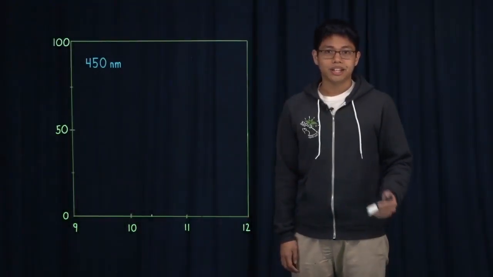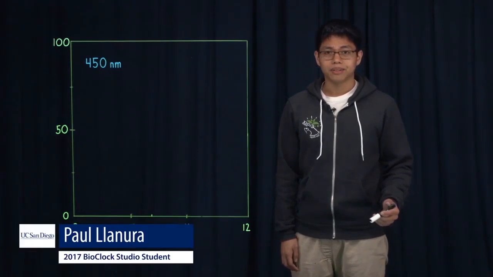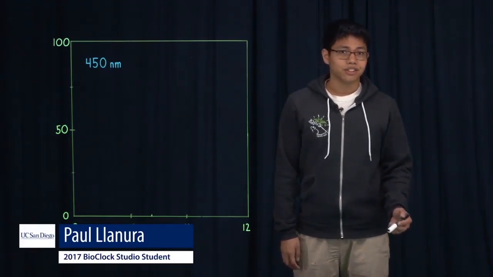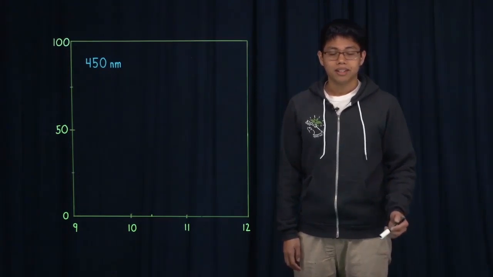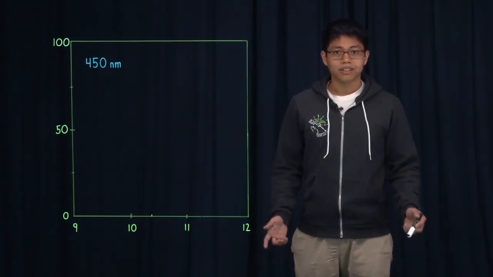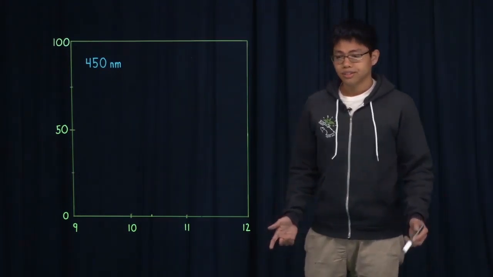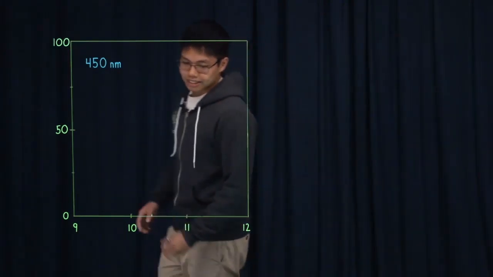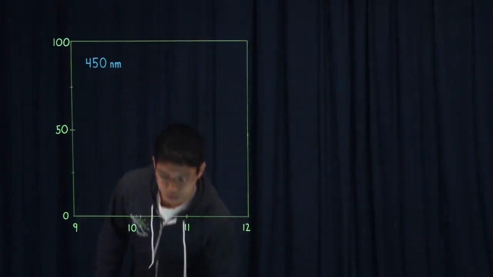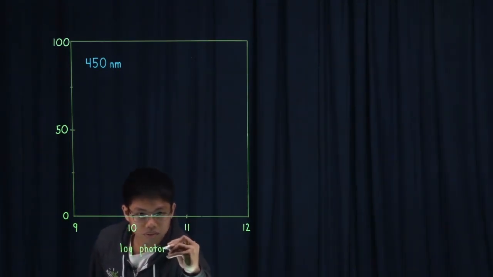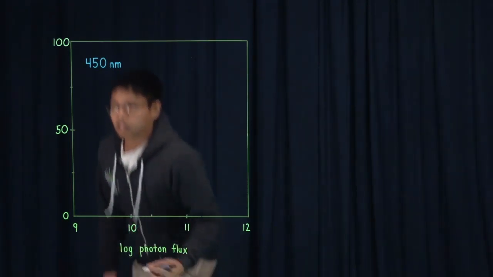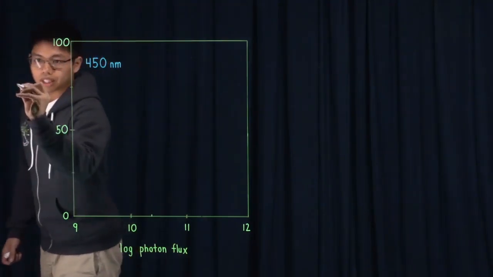Based on our data, we can see that lower intensities of 450 nanometer light resulted in a lesser degree of pupil constriction compared to higher intensities of 450 nanometer light. But how do we express this data in a more clear and comprehensible way? To do this, we could plot our data with respect to light intensity on the x-axis with log photon flux, and pupil constriction on the y-axis in percents.